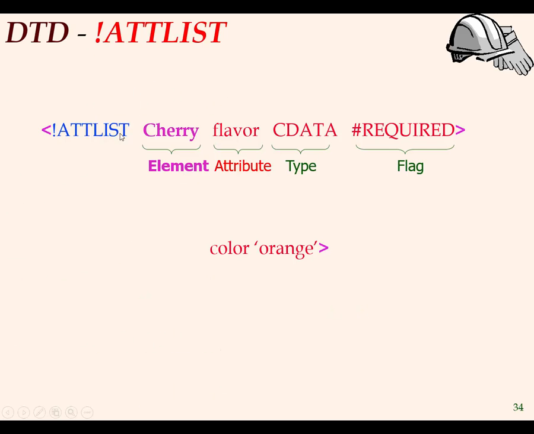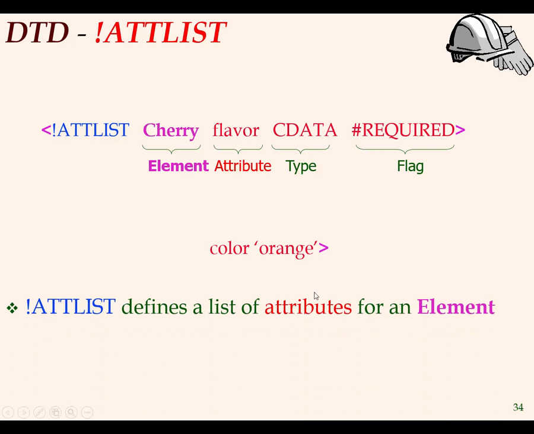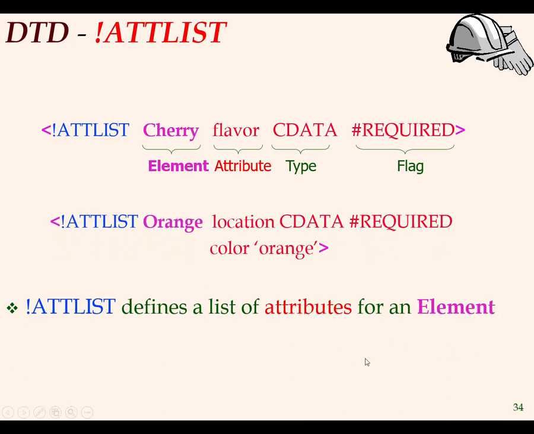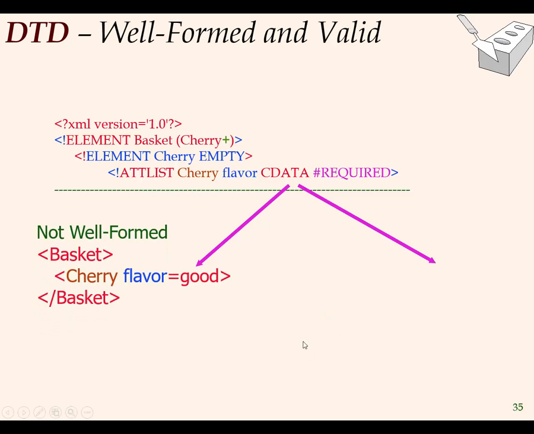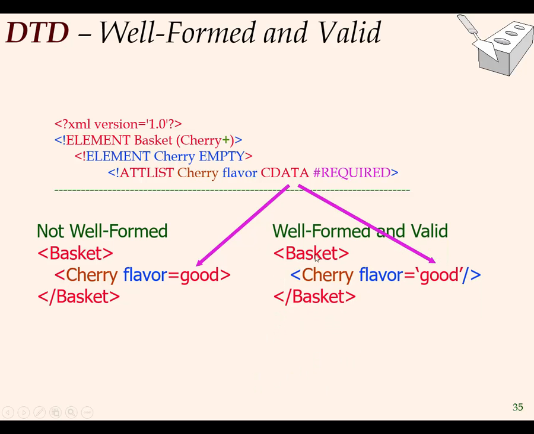So attributes are specified by using this attribute list. You say this element has one attribute of this type and is required. We just saw that in the example, so we understand how we specify it. This is the element orange, has an attribute location, is required, and you can even put a default value in there. Very good. So is this XML well-formed? Basket is made out of 1 or more cherry, and cherry has a flavor and is required. This one is well-formed and valid.